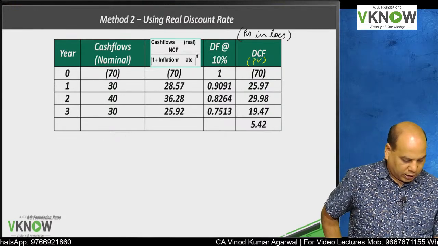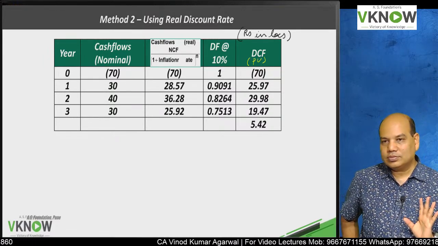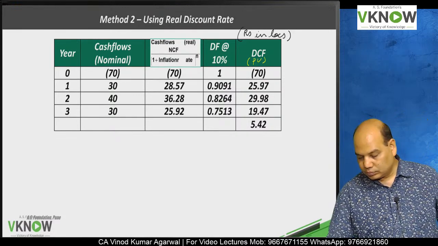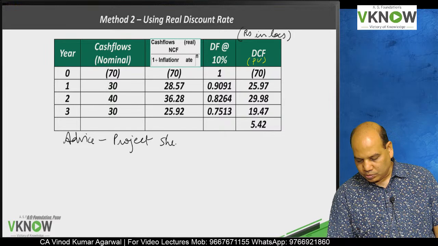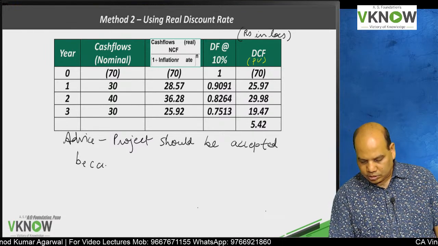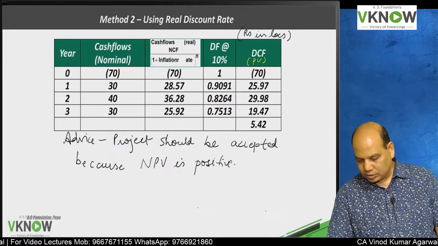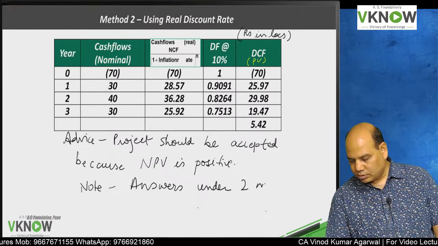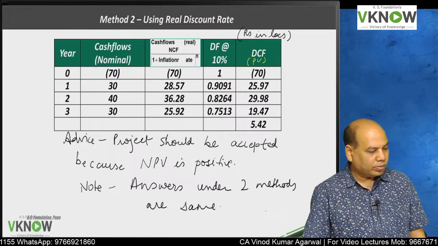You will be very happy to note that the answer under the two methods are equal. This we have proved in first question also, and this now we have proved in the fifth question also. So advice, write down: project should be accepted, because NPV is positive. One note: answer under two methods are same.